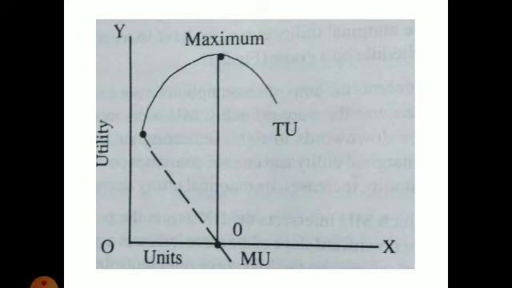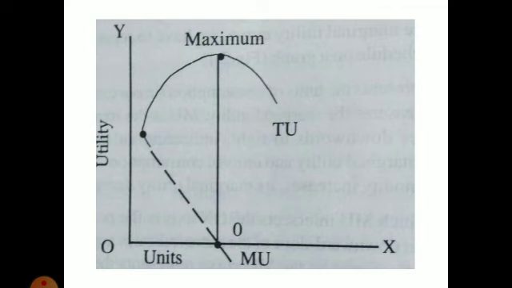Whereas you look at the total utility curve, we see that total utility increases at a diminishing rate in the beginning. Once the equilibrium is attained, the total utility curve starts to decline. Just look at the total utility curve. It goes on increasing up to a particular point and then it begins to decline.